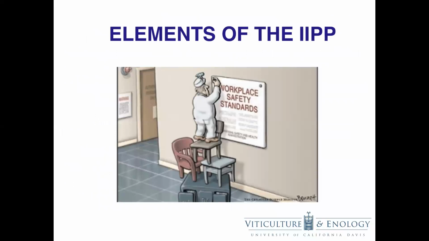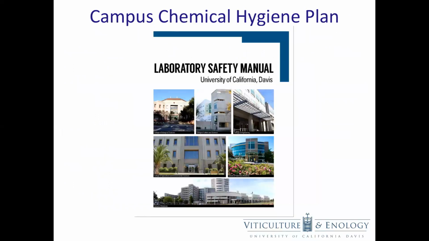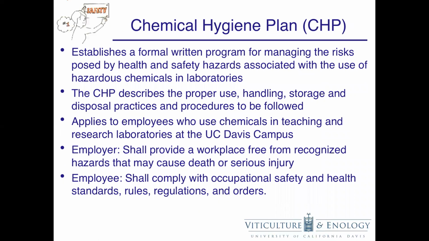We will now discuss some elements of the IIPP. One of the elements of the IIPP is the Chemical Hygiene Plan. This can be found in the UC Davis Laboratory Safety Manual. The Chemical Hygiene Plan establishes a formal written program for managing the risks posed by health and safety hazards associated with the use of hazardous chemicals in laboratories. It describes the proper use, handling, storage, and disposal practices and procedures to be followed. This plan applies to employees who use chemicals in teaching and research laboratories at the UC Davis campus.